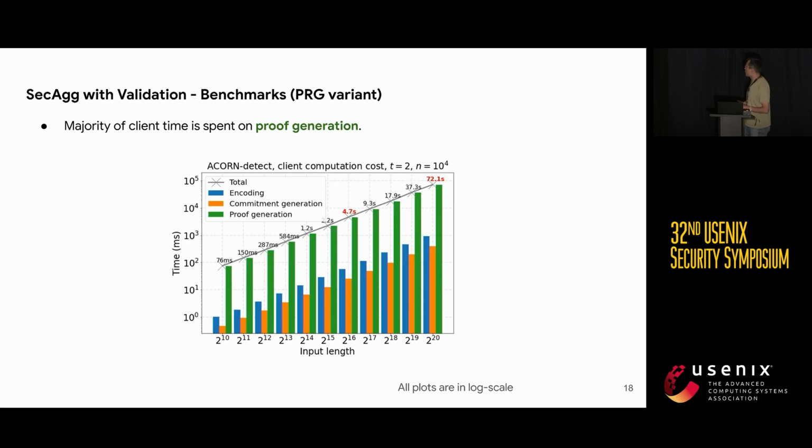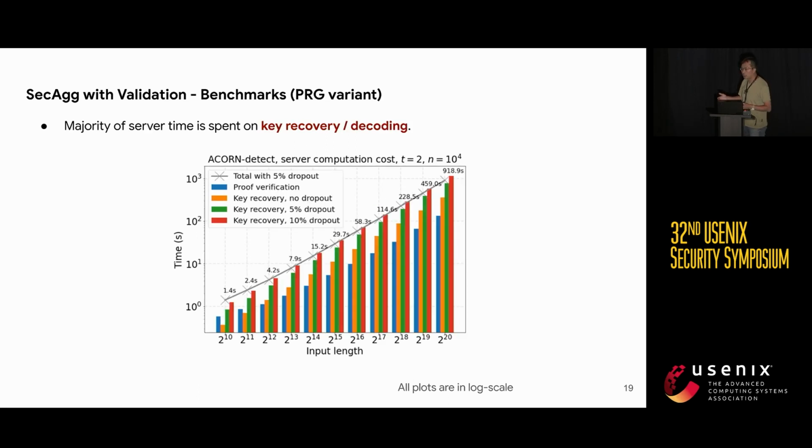And in terms of running time, our benchmark shows that, with no surprise, the majority of the client computation is spent on generating the zero-knowledge proofs. But in general, the proof time essentially grows linearly in terms of input size. And one last slide, I'm going to show you the server time. Actually, with the PRG variant, the majority of the server time is spent on key recovery and decode. And our zero-knowledge proof verification is actually very efficient.